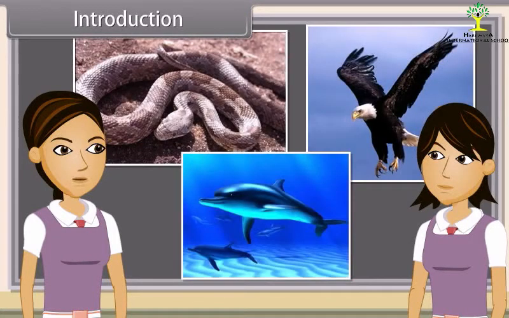Identify these creatures: snake, eagle, and dolphins. Do you know how was the life on Earth million and million years ago? And how did such a large variety of organisms emerge from the primitive Earth?